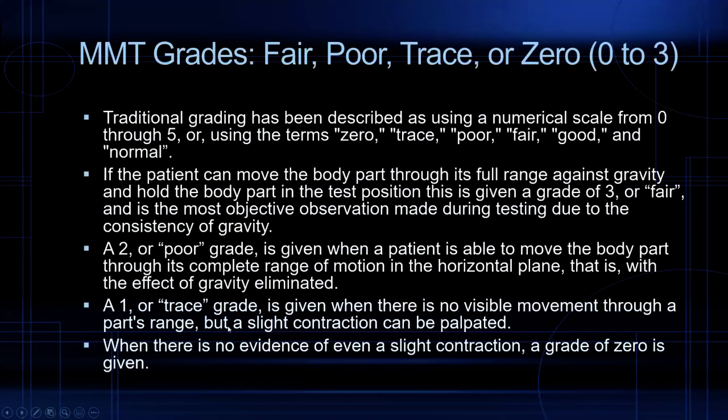A 1, or a trace, is given when there's no visible movement through a partial range, but you can palpate a slight contraction, or like a flicker of a muscle contraction, okay? And then when there's nothing happening at all, no flicker, no slight contraction, nothing's moving, then you give the muscle a grade of 0. Okay. Now, again, this is a little bit subjective here because, did you see it? Did you not? I might see it. Somebody else might not. Observation skills come in here too.